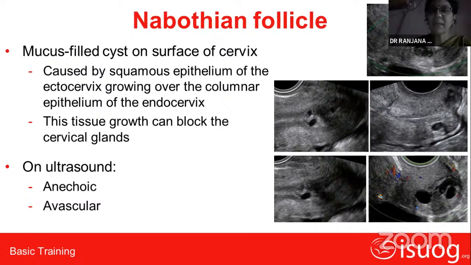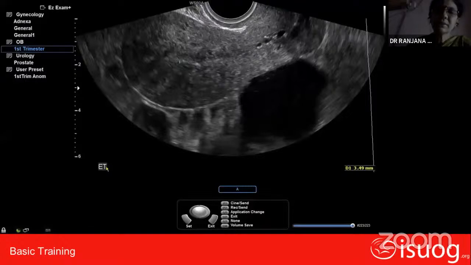They can be seen in the ectocervix or endocervix near the cervical stroma. On the ultrasound, they appear anechoic, meaning all the sound waves pass through it, and avascular on Doppler ultrasound, as you are seeing in the last image. Now, in this image also, you can see some endocervical Nabothian cysts throughout the endocervical canal.